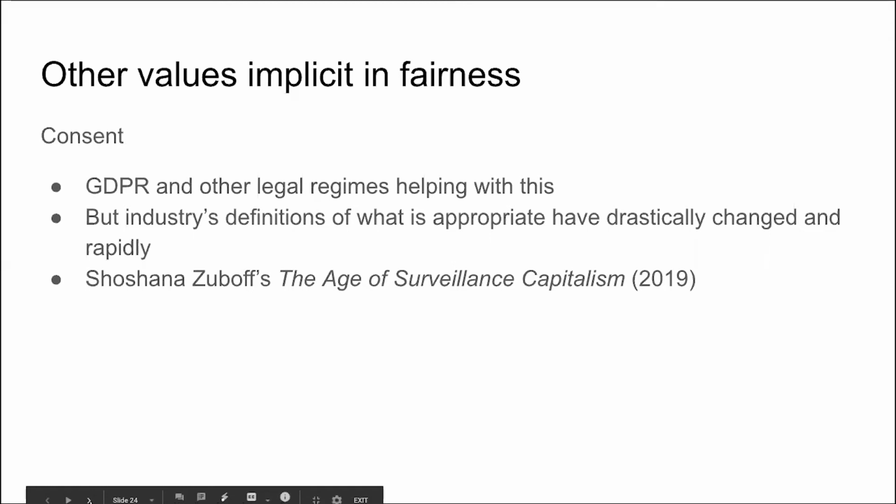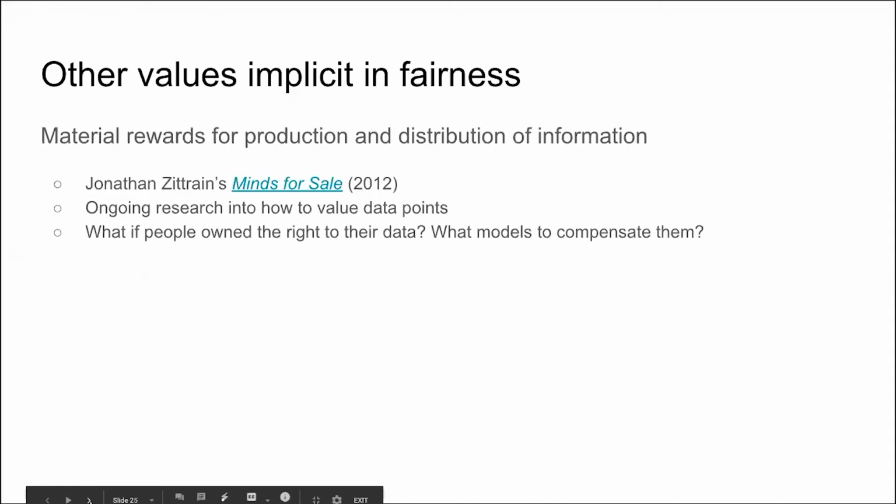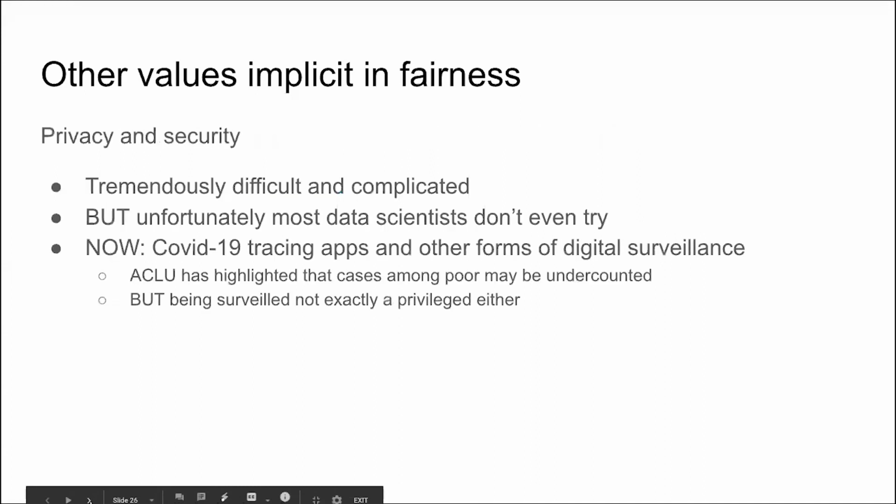Values like consent, as far as those relate to data privacy issues. Values like the material rewards for production and distribution of information. So people talk about data labor. Why is it that all of the value produced from the big data economy is just going to digital entities? What about the people like you and me who are observed? Our data has some value, and why don't we receive that? So you can think about this distribution element of fairness.